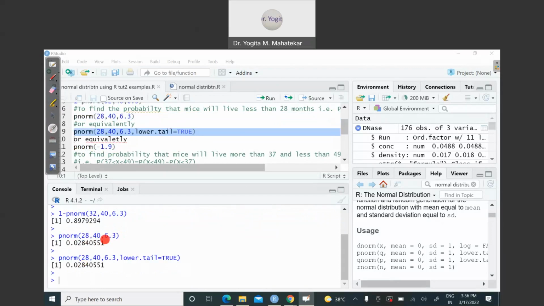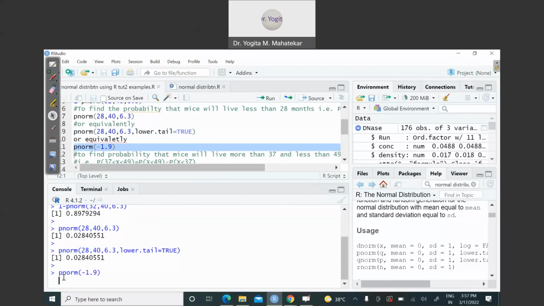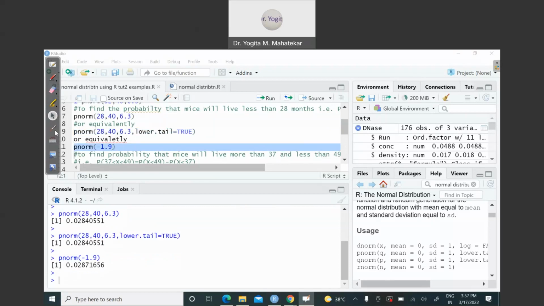So we have to take care when we have to find out the probability for upper tail. And equivalently, we have found the Z value for 28, and for lower tail we'll apply the pnorm command. So if I compile this command in the console, one can see again the answer is the same. So here when I just say pnorm of minus 1.9, the R software is assuming that your mean is 0 and standard deviation is 1 by default.